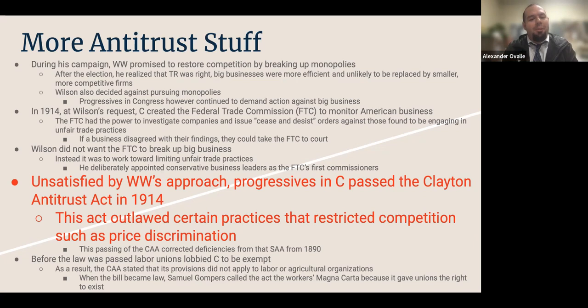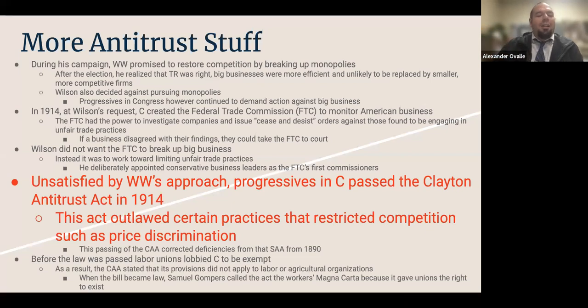Unsatisfied by Woodrow Wilson's approach, WW, progressives in Congress passed the Clayton Antitrust Act in 1914. Test question: this outlawed certain practices that restricted competition, such as price discrimination, charging different people different rates. So the passing of the Clayton Antitrust Act corrected deficiencies from the Sherman Antitrust Act in 1890. Whereas the Sherman Antitrust Act, it's in its name, antitrust, wasn't really used to break up trusts. It was actually used to break up unions. The Clayton Antitrust Act is actually the law that goes against trusts, anti-monopolies, and tries to break those up. So while the Sherman Antitrust Act gets the name from it, it's the Clayton Antitrust Act that is more significant.